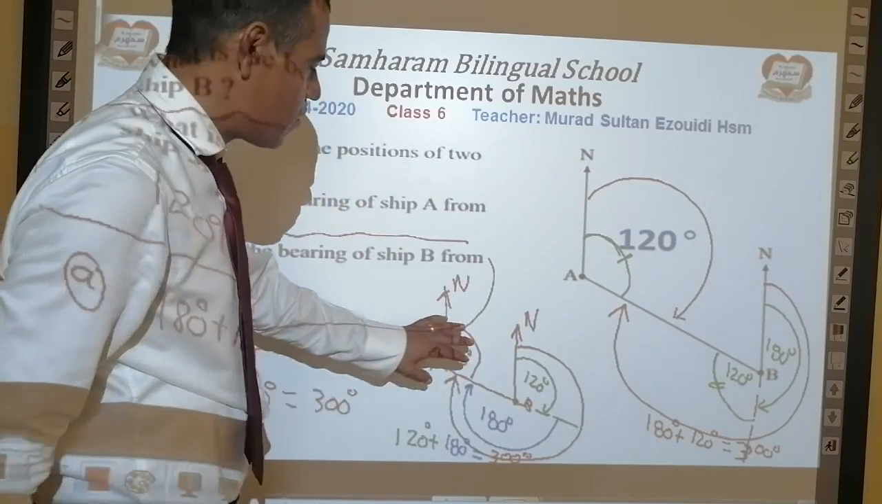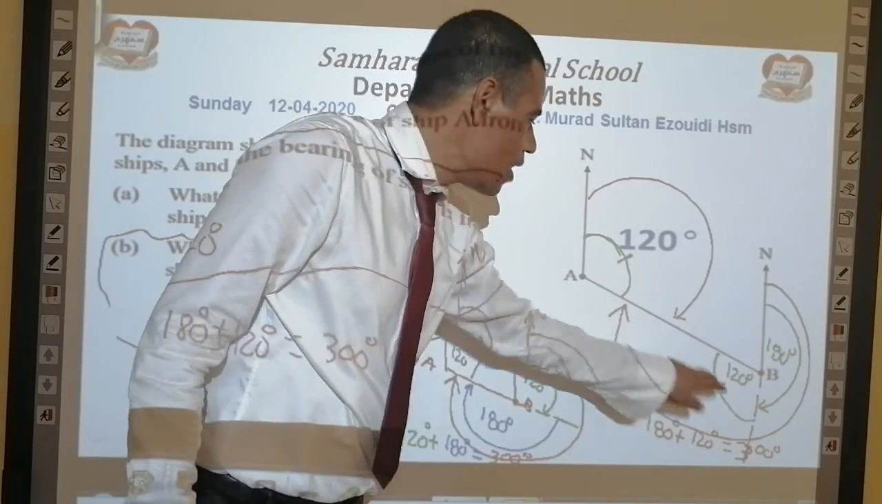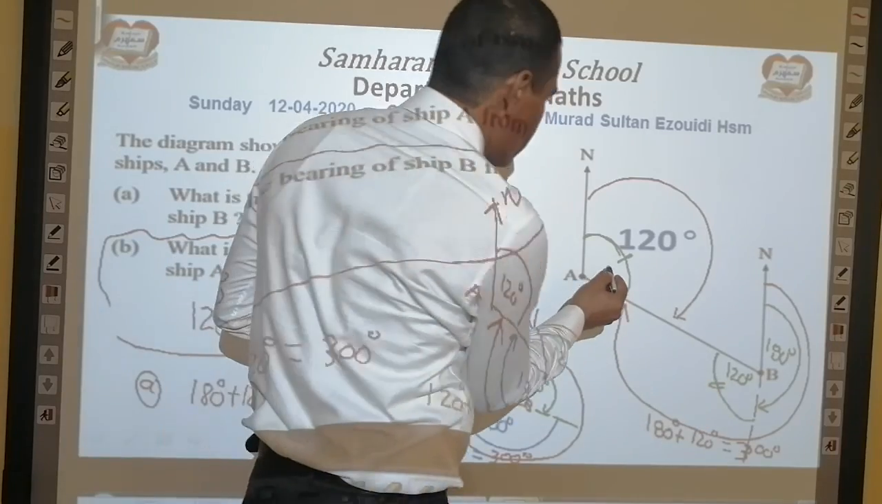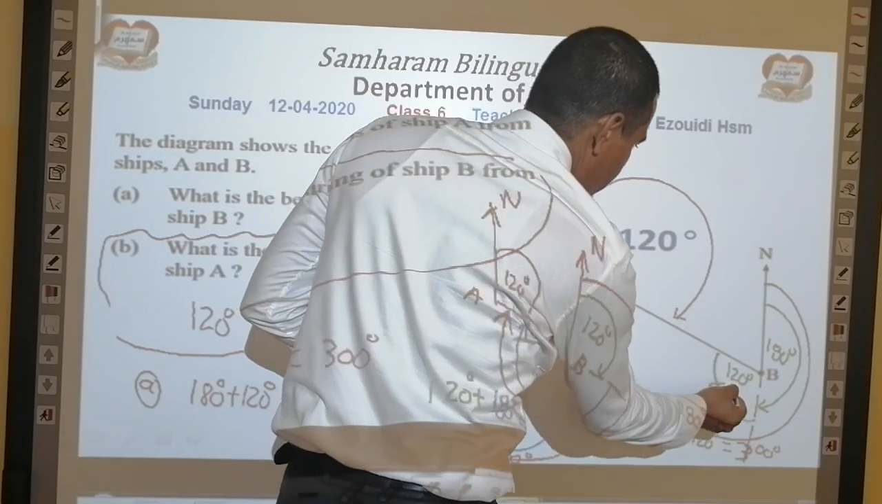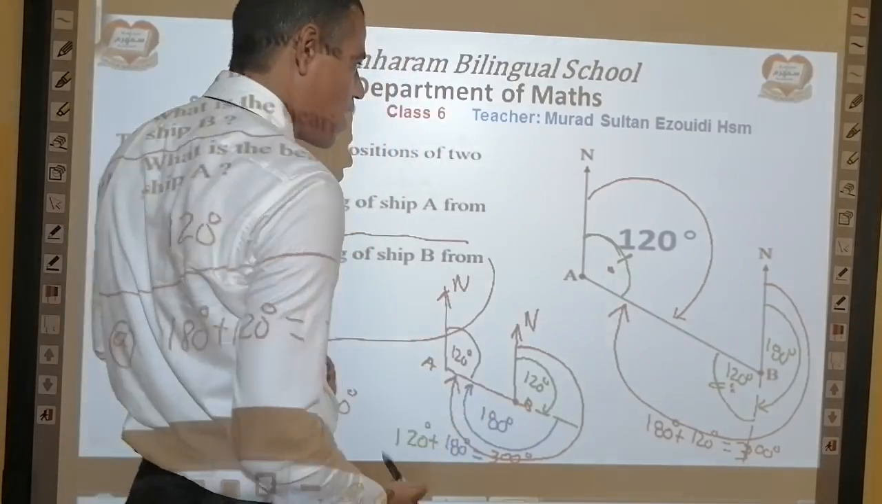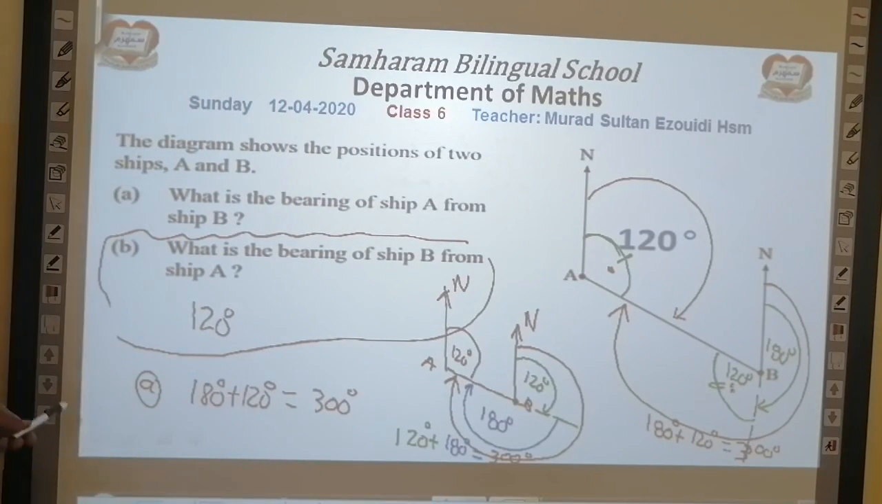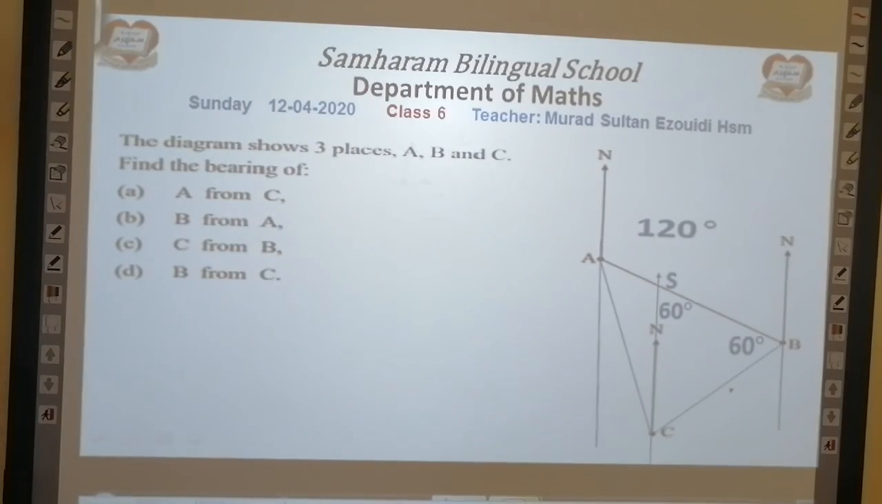300 degree. Means in one method we use alternate angles, and in this one, corresponding angles. Choose the best method that is good for you. Okay.